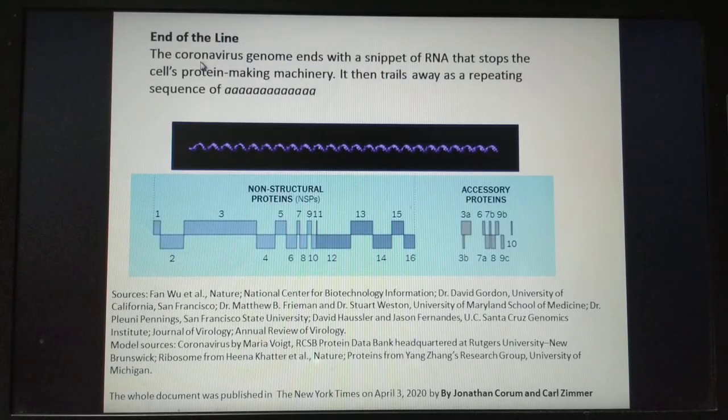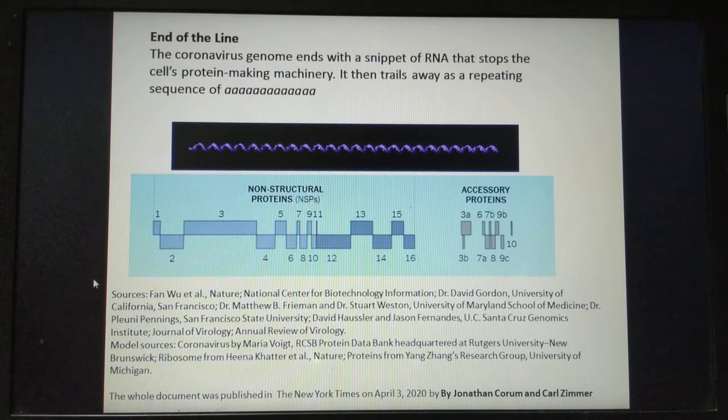Finally, we are reaching the end of the line. The end of the line of the RNA is always a lot of adenines put together. So at the end, there is a chain, and it tells the machinery that, okay, that's the end of the RNA. You don't have to do anything.